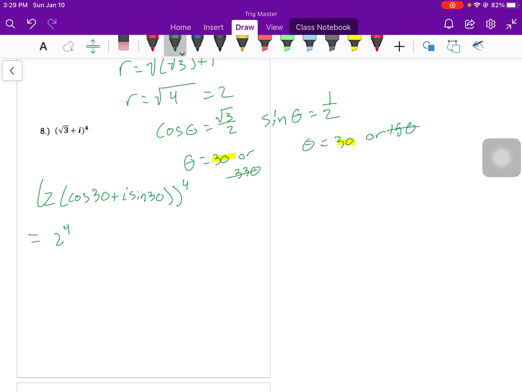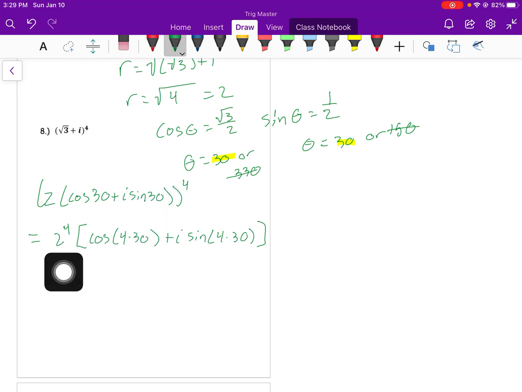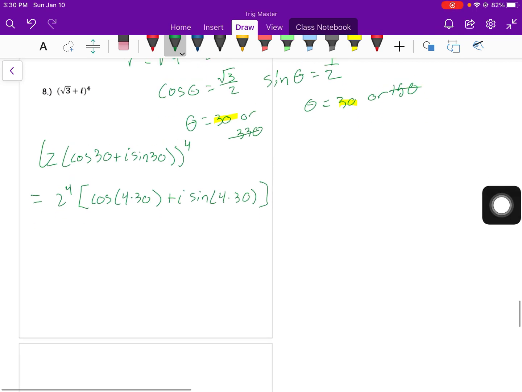So that becomes 2 to the 4th, not 2 times 4, times cosine of 4 times 30 plus i sine of 4 times 30. So again, the mistake that we're going to make is one of the two. It's either you're going to multiply instead of raise this to a power, or you're going to try to raise this to a power instead of multiply. I don't think that one's going to be as common, just because you're going to end up having like 30 to the 4th power or something like that, and that number is going to get huge really fast. So I'm guessing the mistake that's going to happen the most is this 2 to the 4th you're going to want to put as 2 times 4 to be 8.